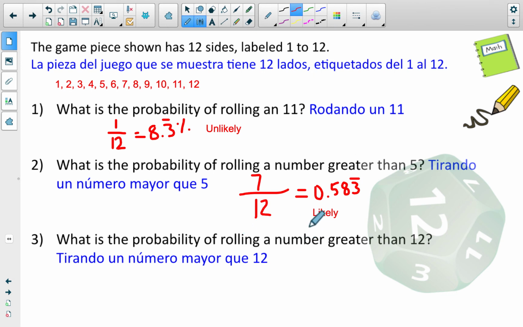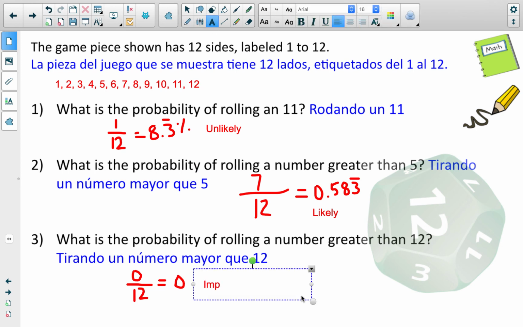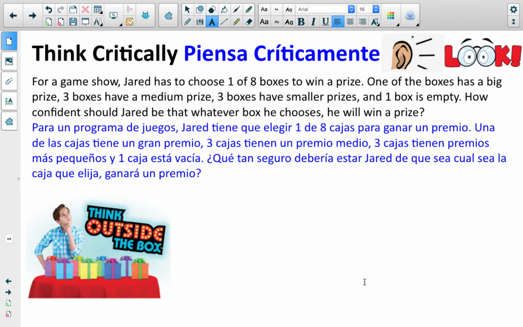What is probability of rolling a number greater than 12? Well, that can't happen because there's no number greater than 12. So that's 0 or 0%, and that is impossible. Not going to happen.